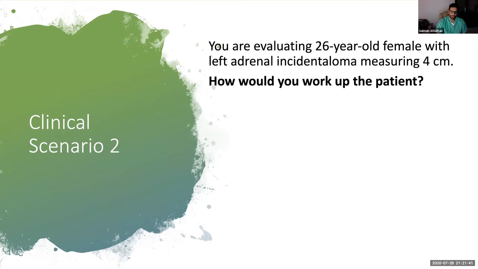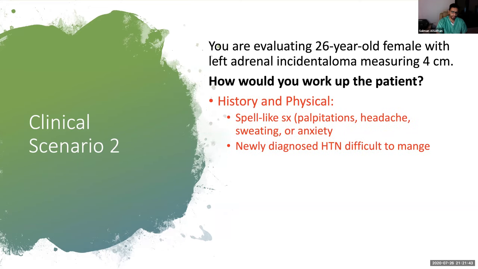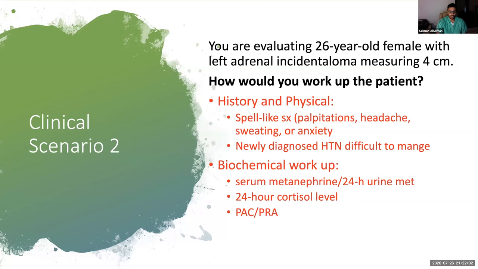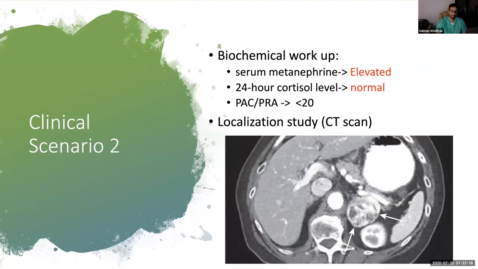Okay, so correct, as you said, history and physical. The patient tells you she has spell-like symptoms: palpitations, headache, sweating, and anxiety. She was newly diagnosed with hypertension, and she's been having difficulty managing it with her primary care physician. As you mentioned correctly, you would do a biochemical workup to rule out pheochromocytoma, subclinical Cushing, and hyperaldosteronism, and then your localization study, okay? So as you can see in the slide, this is your biochemical workup.